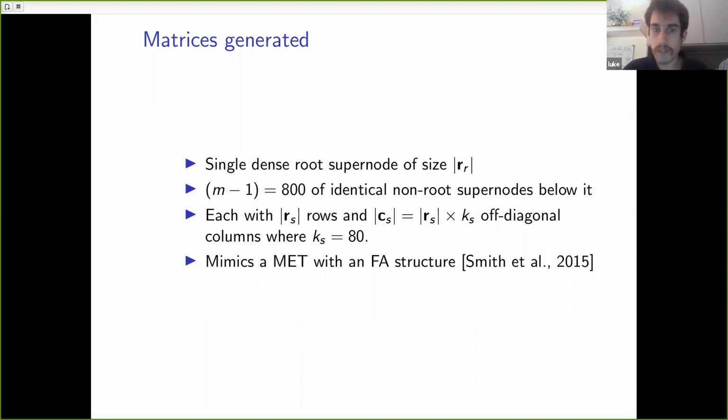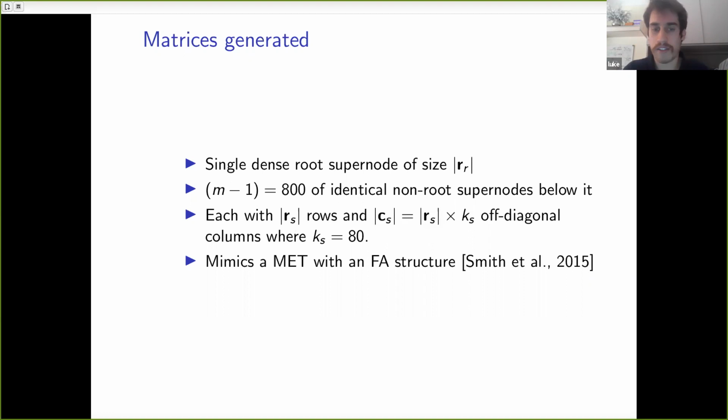The experiment was conducted on 9 different synthetic matrices. The matrices had a single dense root at the top of size RR, and they had 800 supernodes below it, each with RS rows and CS columns, which is equal to 80 times RS. We did that just to make the mathematics a little bit easier to do. The structure of this came from Robin Thompson.